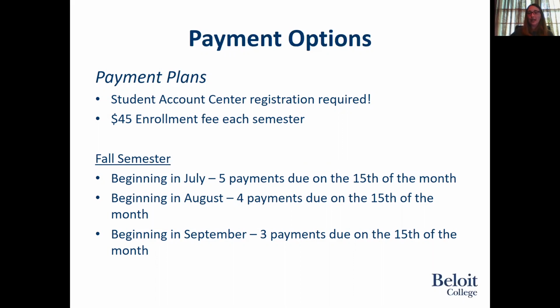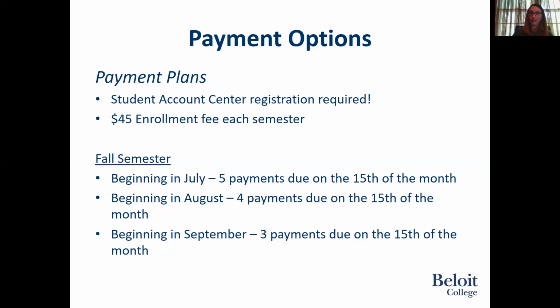So all payment plans are to be paid in full by November, but can start at different times. You can start them in July, you can start it in August, September. Keep in mind that the later that you start your payment plan, the bigger the payments are going to be. So for example, you could start your payment plan in July and do it for 5 months. So you would have a payment due on July 15th, August 15th, September 15th, October 15th, and November 15th.